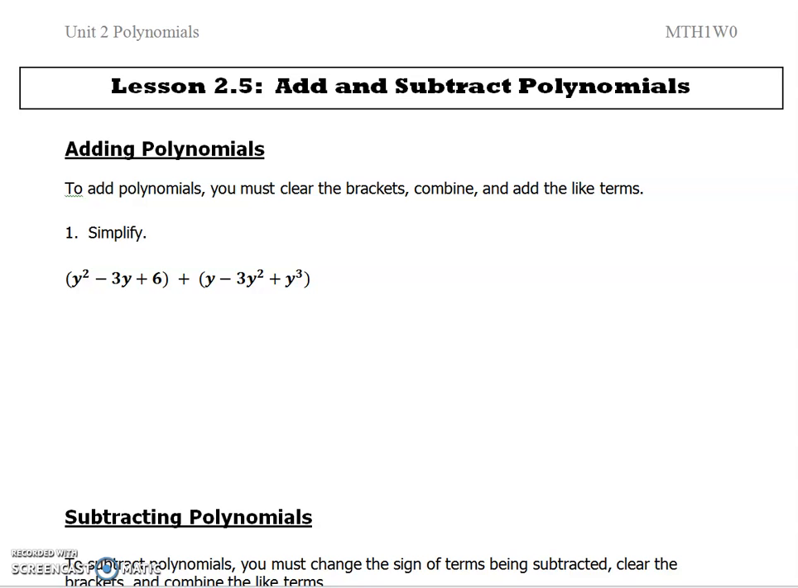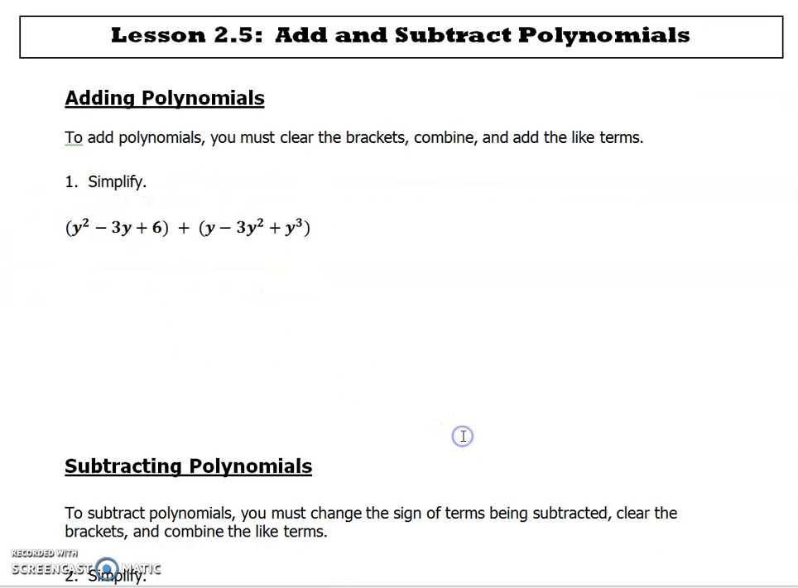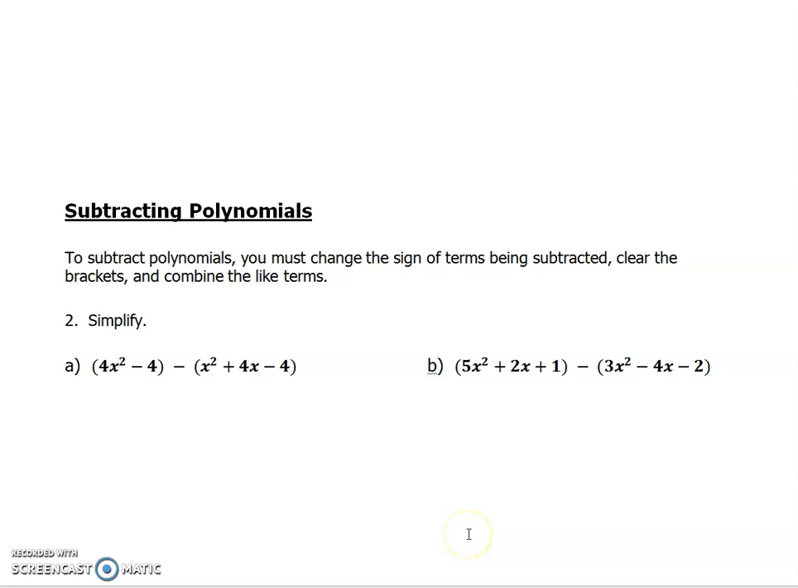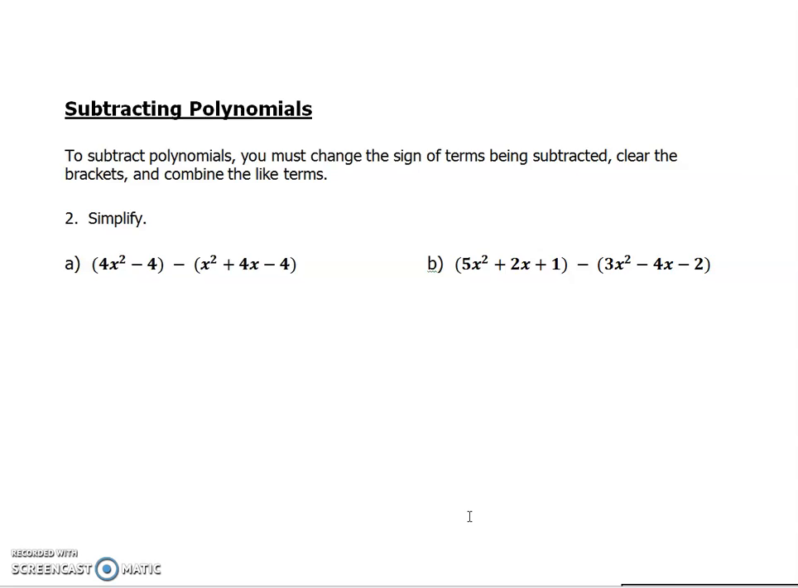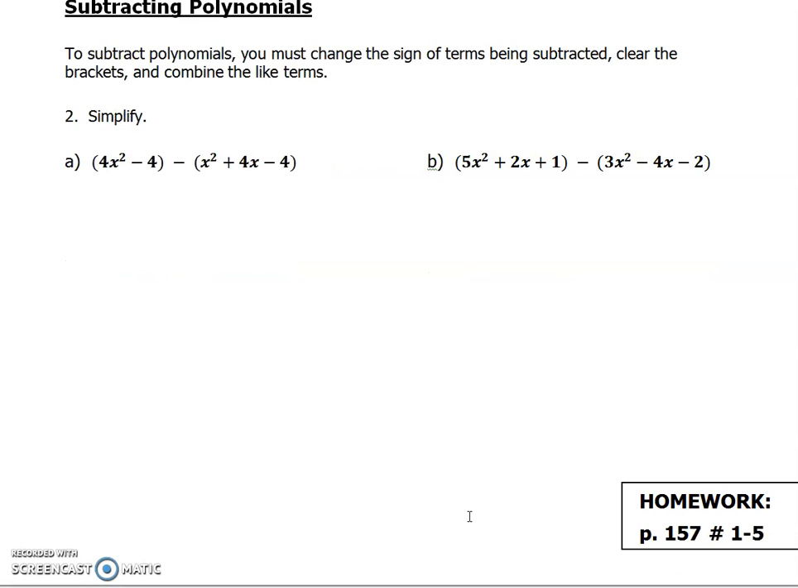Okay, so this is lesson 2.5. I'm going to be adding and subtracting polynomials. So here's one example for an addition, and then we have two examples for subtraction because subtraction is a tiny bit harder. And then we also have the textbook homework at the bottom.